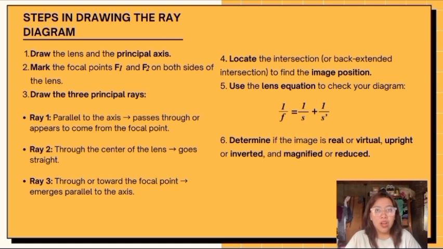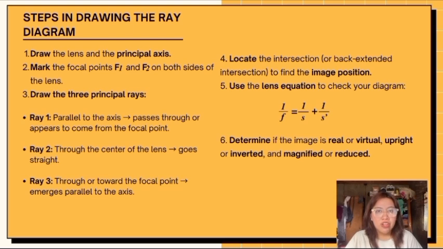First ray, draw a ray parallel to the principal axis. After it passes through a convex lens, it goes through the focal point. But if it's a concave lens, the ray appears to come from the focal point. Second ray. This ray passes straight through the center of the lens without bending.